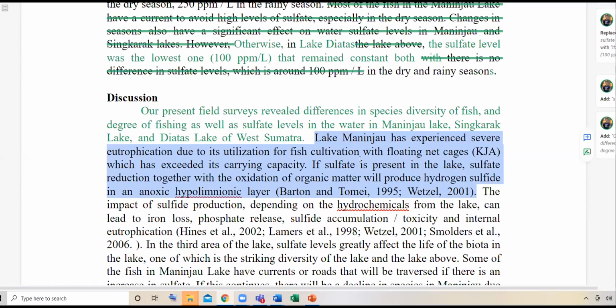But remember, when we start the discussion, please start with the description of the major findings. So please start like this: "Our present field surveys reveal differences in species diversity of fish and the degree of fishing as well as sulfate levels in waters in Maninjau Lake, Singkarak Lake, and the other lake of West Sumatra." So it's kind of you restate. Jadi Anda menyatakan kembali tentang apa sih temuan penting gitu ya. Poin-poin temuan. That is the very preliminary part of your discussion.